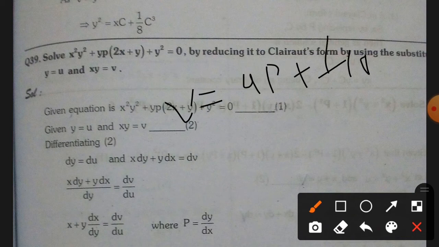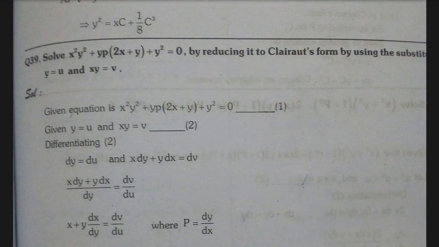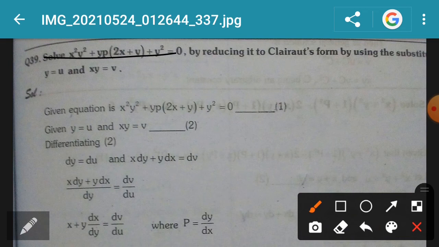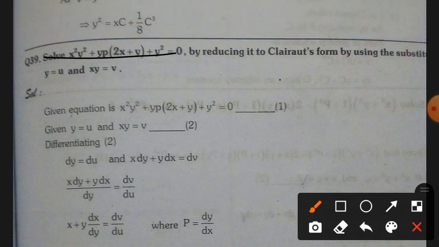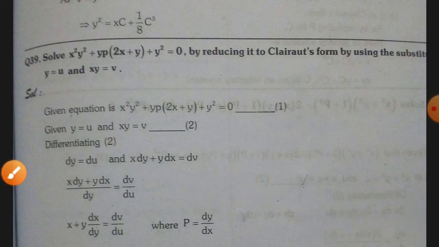After that formation we take p equals c. After this substitution, the given question is in the form of x and y terms, so we have to substitute the values: u is x square, v is y square. These values are substituted, then we get the resultant value. This is the process to find the reducible to Clairaut's form.